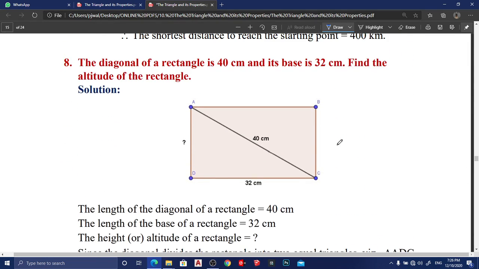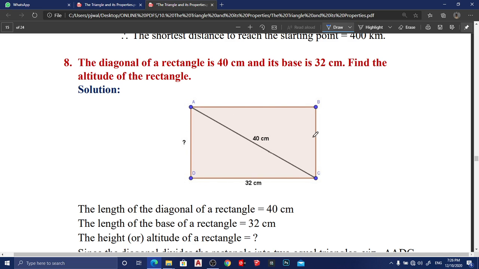Next one, the diagonal of a rectangle is 40 centimeters and its base is 32 centimeters. Find the altitude of the rectangle. So what is the meaning of altitude? Altitude and height both are equal. Okay, the height of the right angle triangle you have to find out. It is given that it is a right angle triangle.